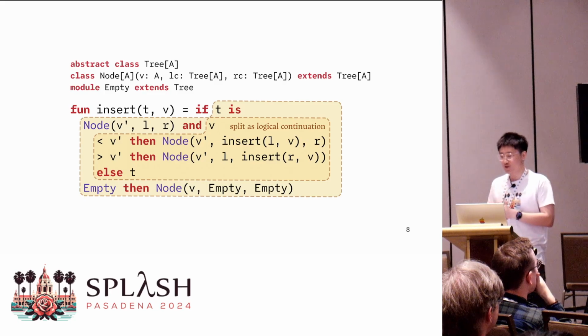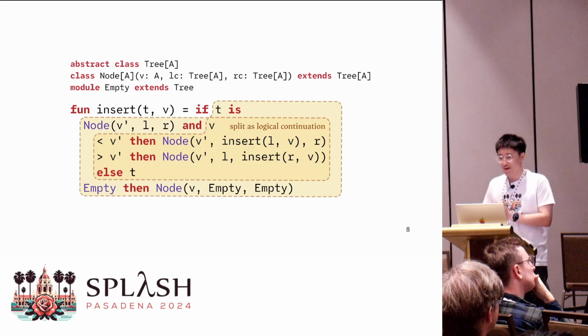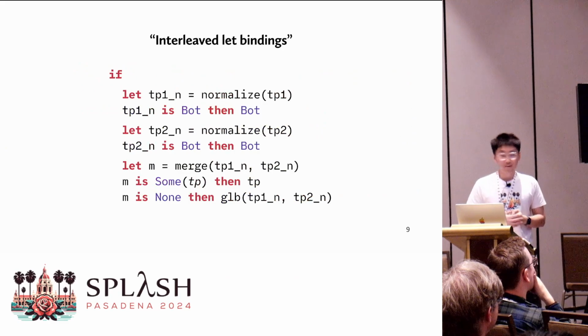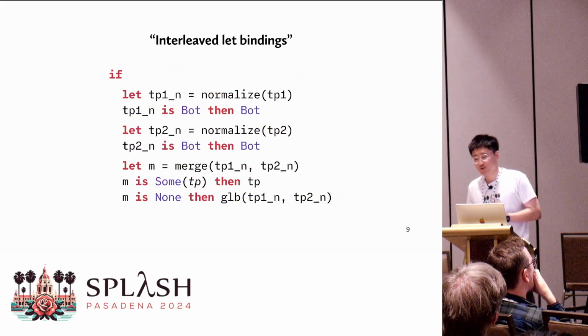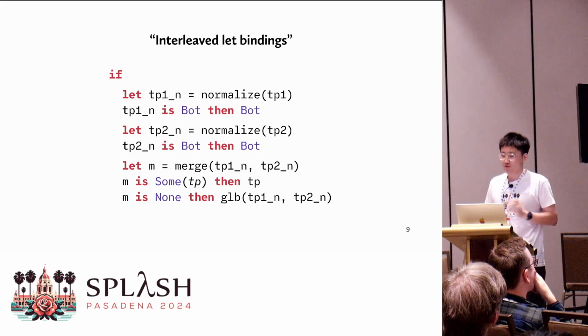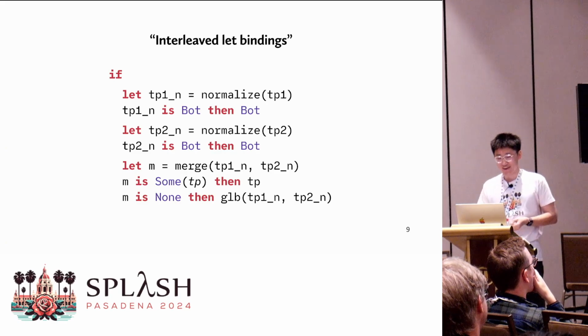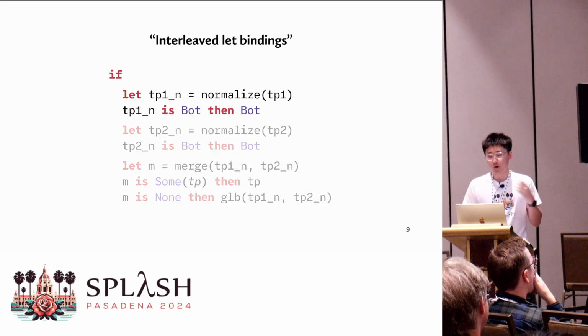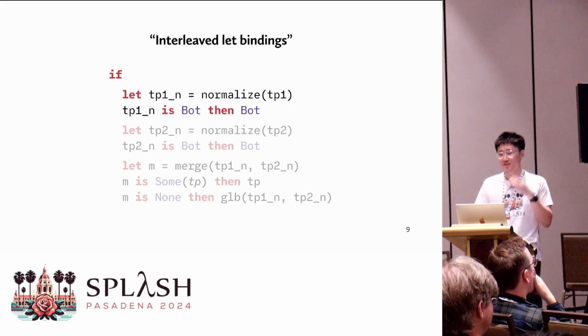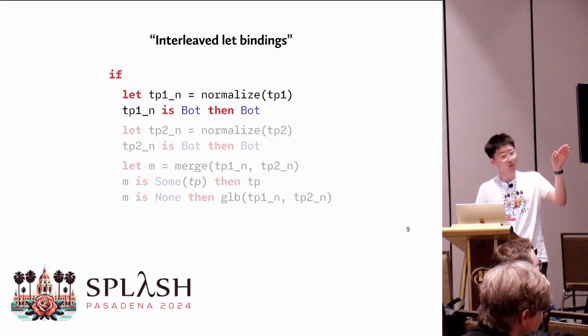This makes this function really concise. Finally, we introduce the last feature of the UCS, which is called interleaved let bindings, which allows computations between cases. Let's consider a program that normalizes a variable TP1, it binds the result to TP1n.